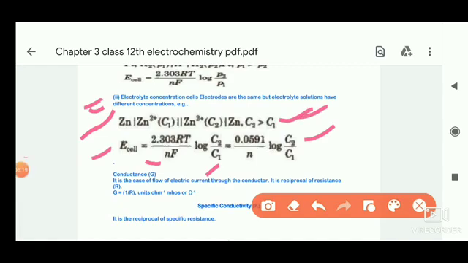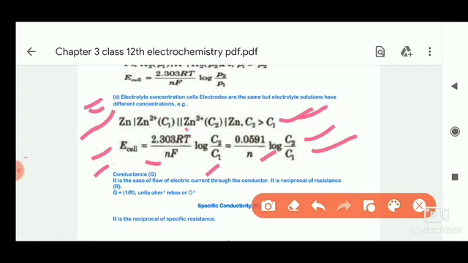Now E cell will be 2.303 RT by nF. The value of n is 2 and the value of F, the Faraday constant, is 96500 coulomb. After putting in these values, R is 8.314 and T is 298 Kelvin, we get this equation: E cell equals 0.059 upon n log C2 by C1.